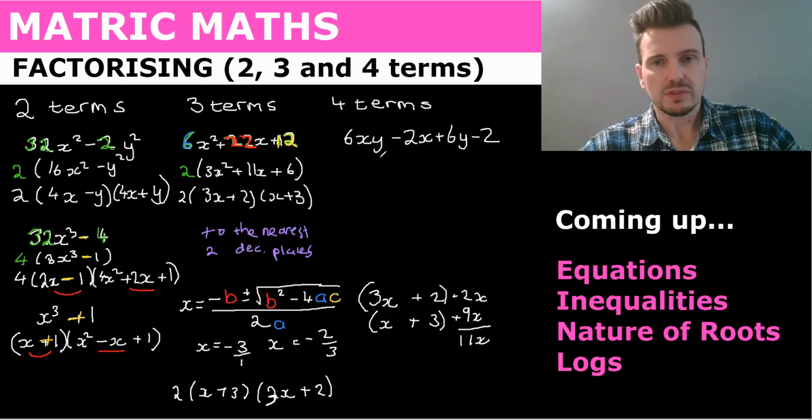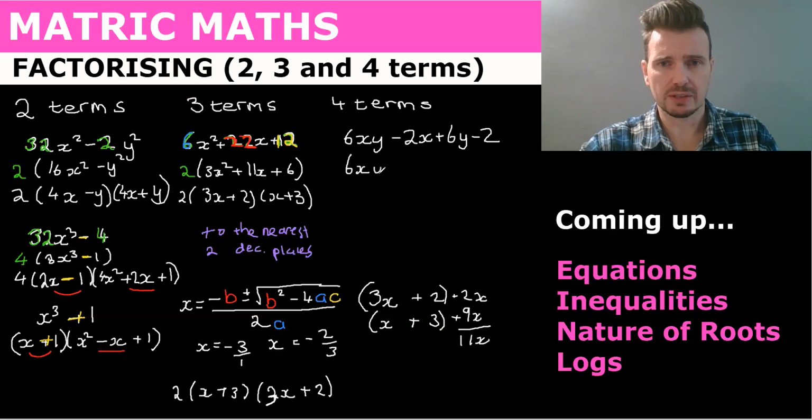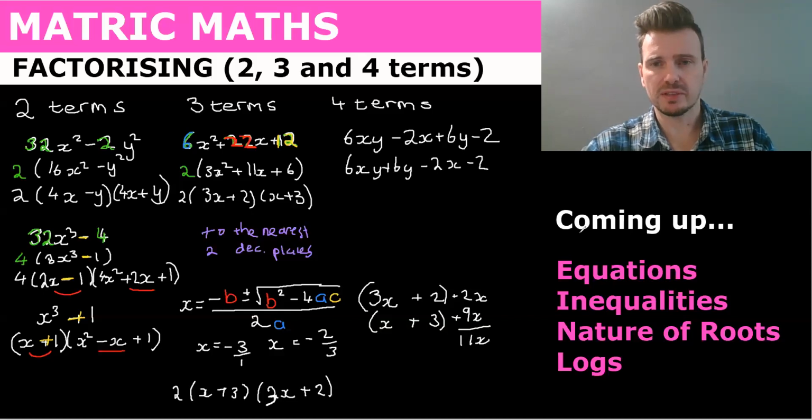Okay, grouping. So with grouping, it's going to be 4 terms. So when you see 4 terms, you know you're probably going to have to group the terms. So what you need to do is look for the terms that look alike or have the same kind of ratio. So I can see that there's a 6 and a 6 here. So I'm going to group these together. 6xy plus 6y minus 2x minus 2. So I've grouped them together to make them a little bit more digestible.